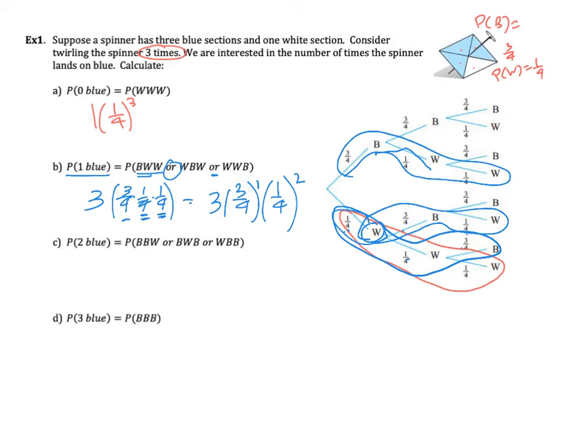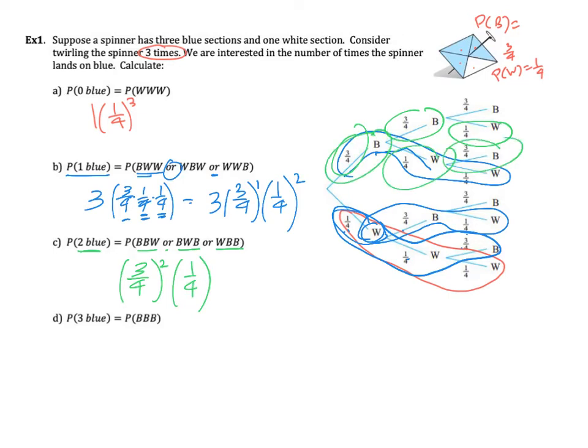All right, how about 2 blue? So we can get blue, blue, white, or blue, white, blue, or white, blue, blue. So we can get blue, blue, white. So that's 3/4 squared times 1/4. Or we can get blue, white, blue. Again, we have 3/4 times 1/4, so it's 3/4 squared times 1/4. Or we can get white, blue, blue, which is 1/4 times 3/4 squared. So there are 3 ways that we could have gotten 2 blues and 1 white.